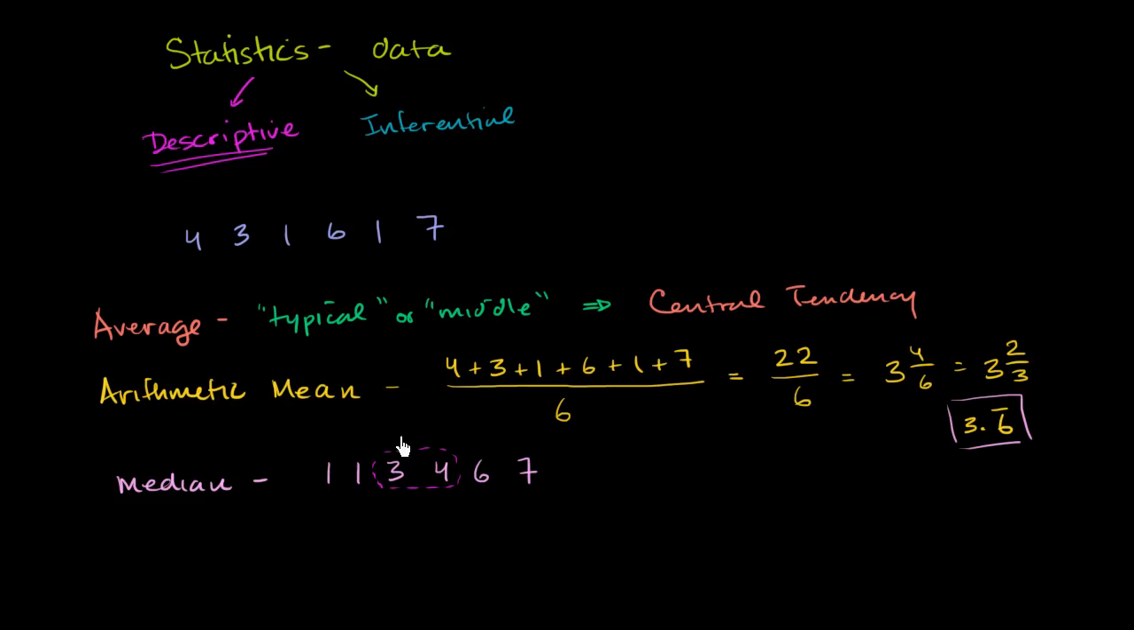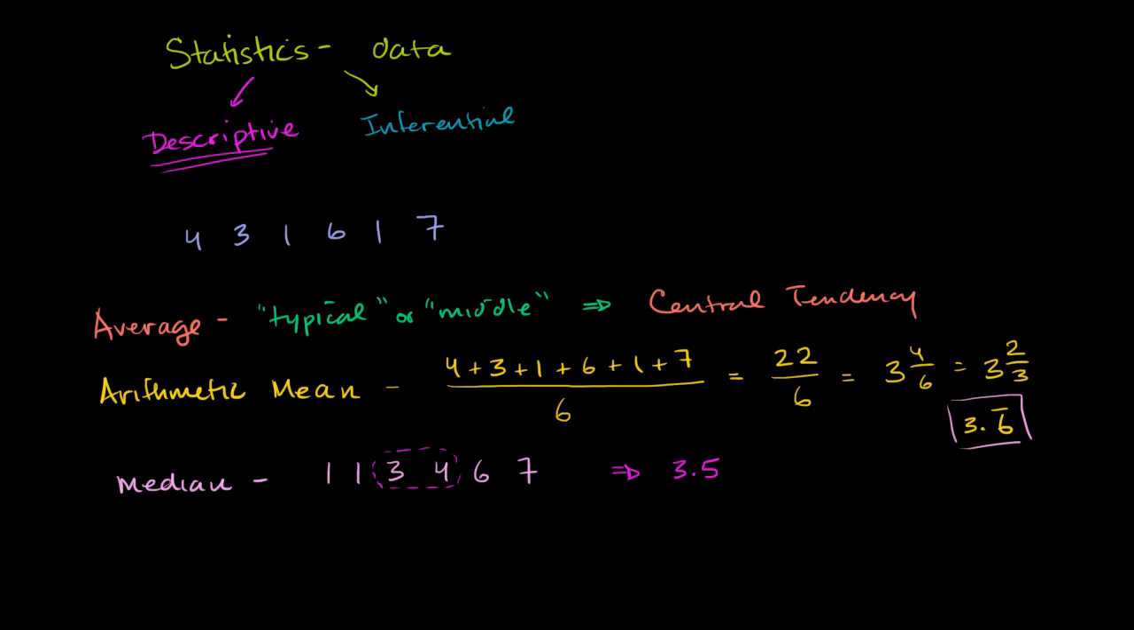You have the 3 and the 4. In this case, when you have 2 middle numbers, you go halfway between these 2 numbers, or essentially you take the arithmetic mean of these 2 numbers to find the median. So the median is halfway between 3 and 4, which is 3.5. So the median in this case is 3.5. If you have an even number of numbers, the median is the arithmetic mean of the middle two. If you have an odd number of numbers, it's a little bit easier to compute.